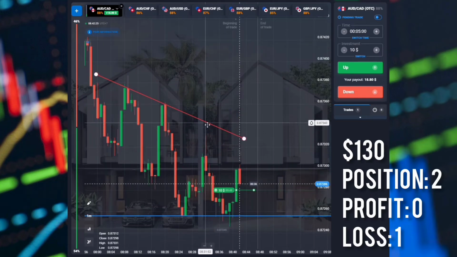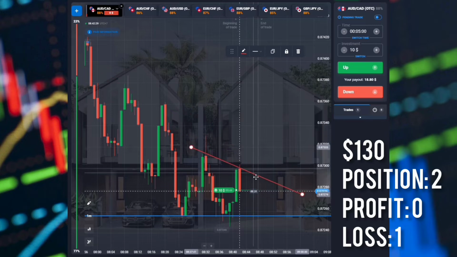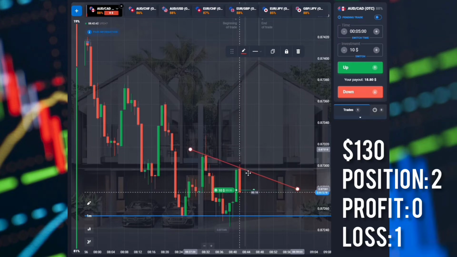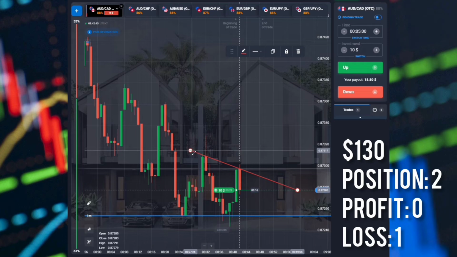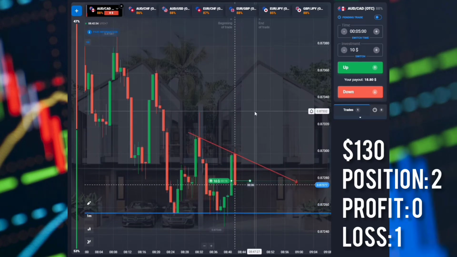Okay, now for this, we are going to move this resistance line right to here. Okay, like this. Okay, now we wait until this closes. Let's see if I can make the profit.